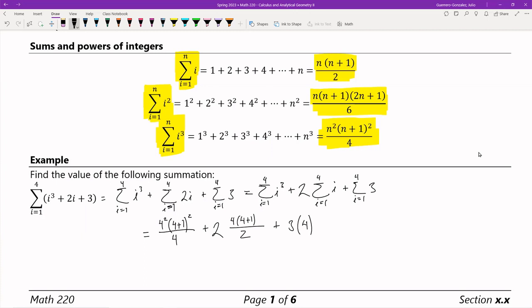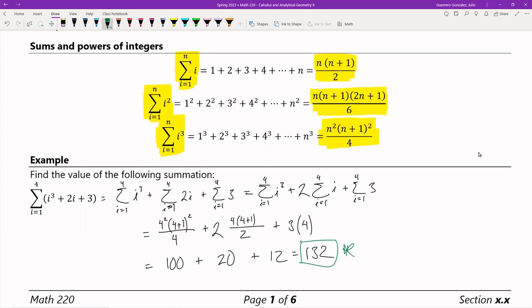And if you do all the arithmetic right, this one's going to be 100. The next one is going to be 20. And then the last one's going to be 12, so 132. And we are done. That is our final answer for that one.